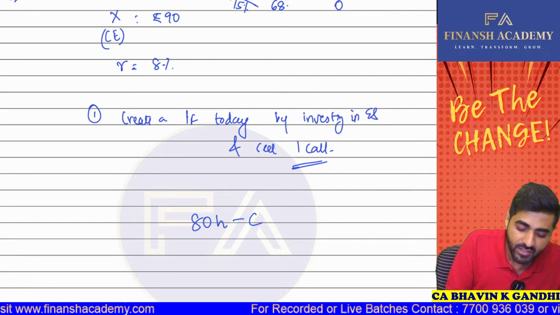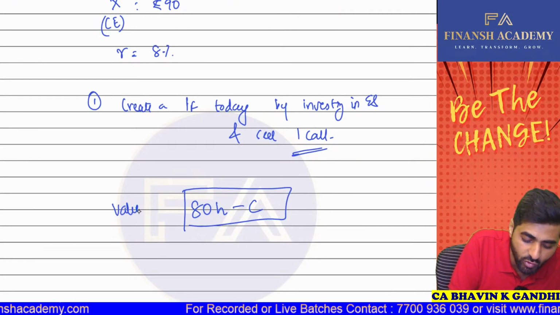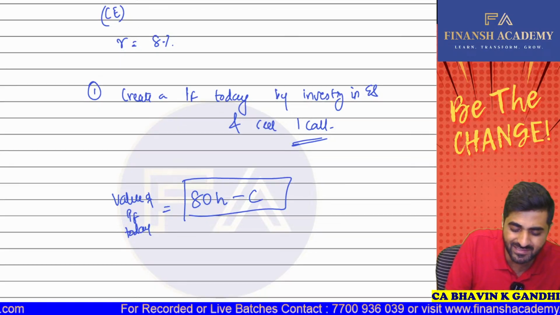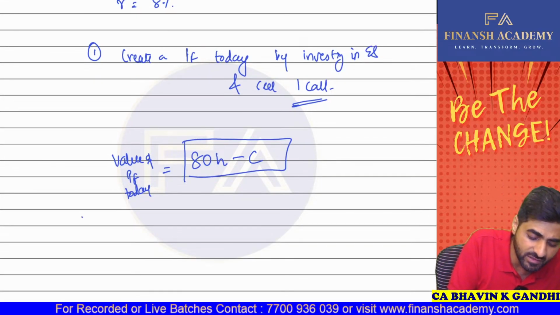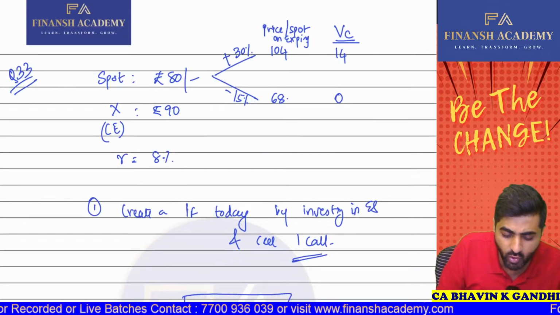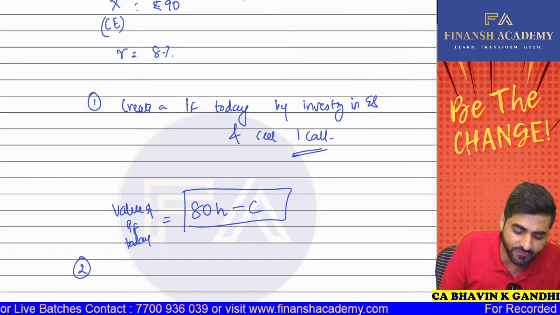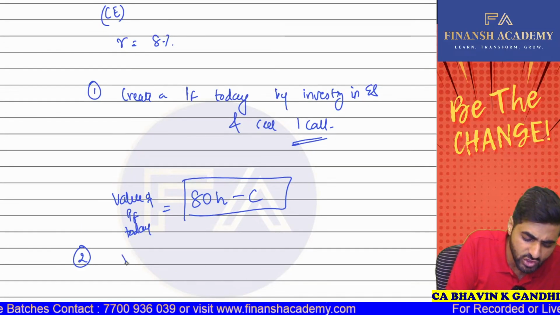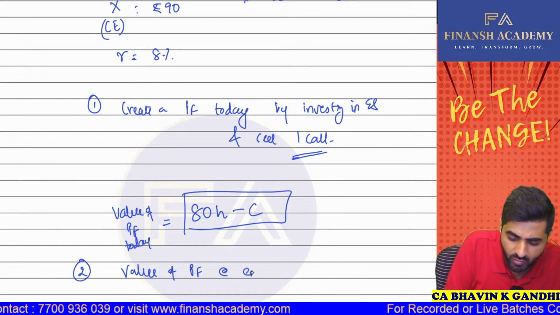Then the answer is yes. So 80H minus C, can I say that is nothing but the value of portfolio today? Okay, so your value of portfolio today is nothing but 80H minus C. Now, my dear students, let us see what can be the value of the portfolio at the end of year one.